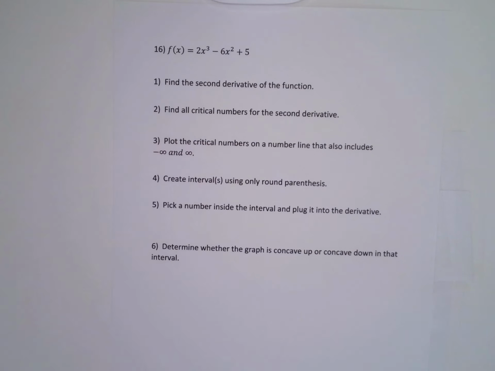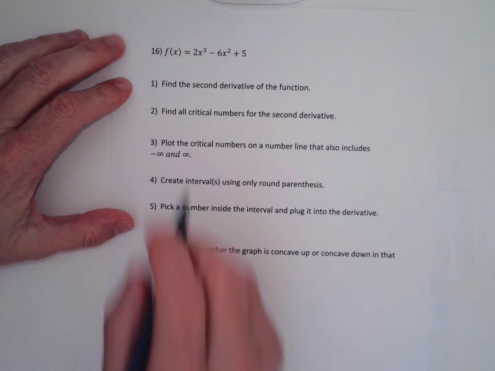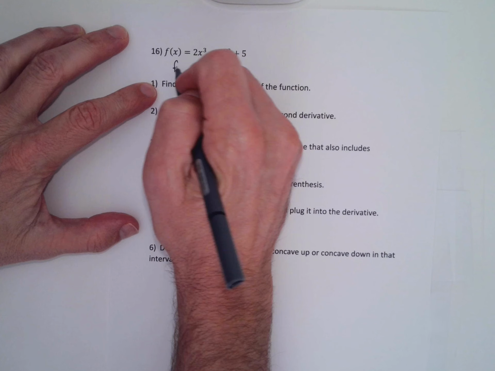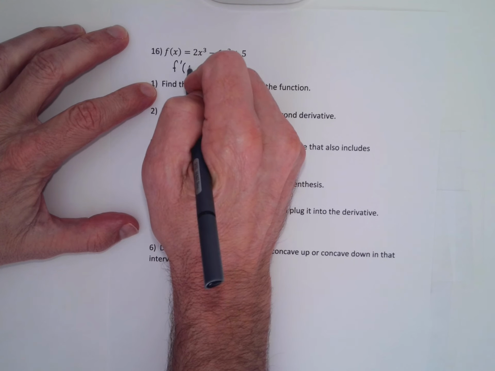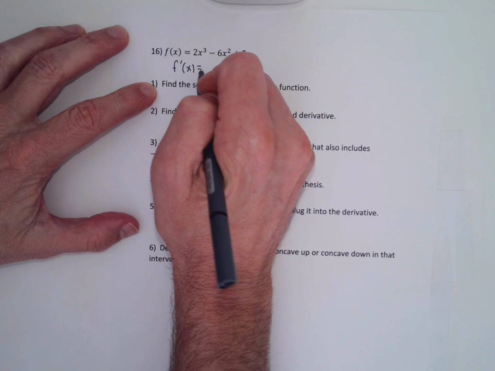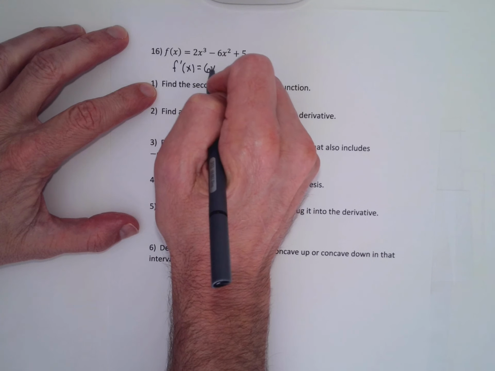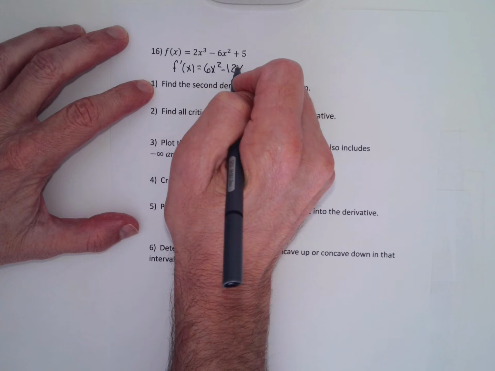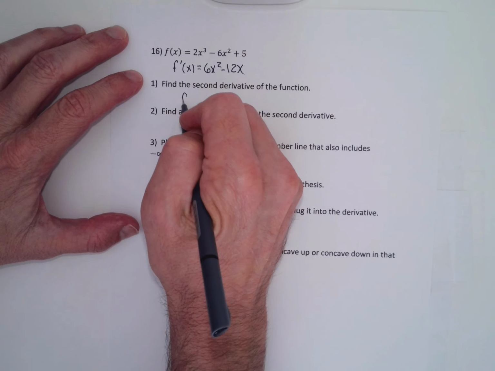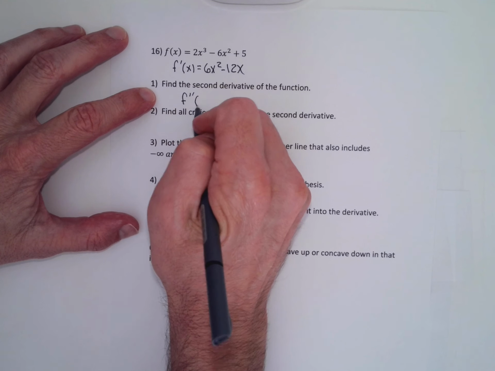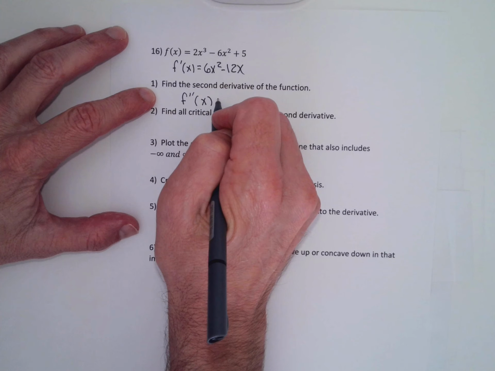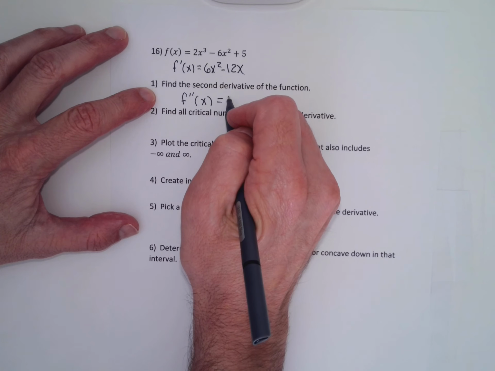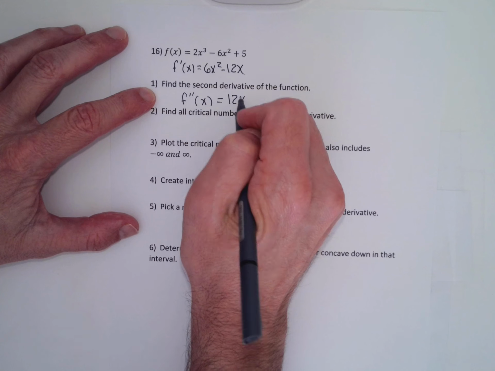So 16, I'm going to go through all the business to figure out where the graph is concave up and concave down. I'm going to find the first derivative. It's not part of my answer, but I need it. First derivative is 6x squared minus 12x. And then I'm going to do the derivative of that to get the second derivative. This isn't even asked for in terms of the intervals, but I'm going to need it too. So this is going to be 12x minus 12.